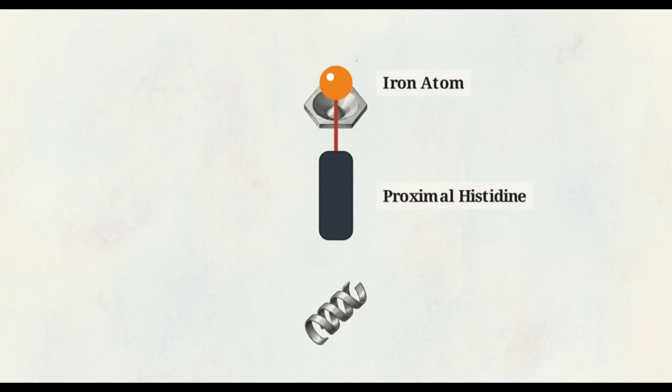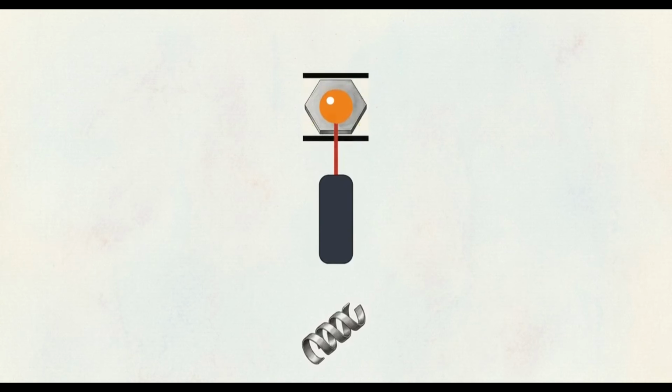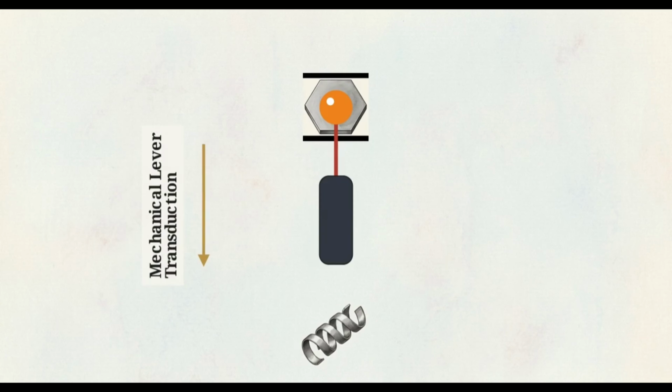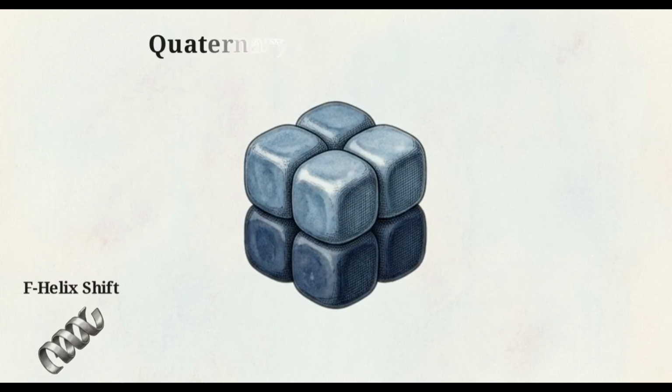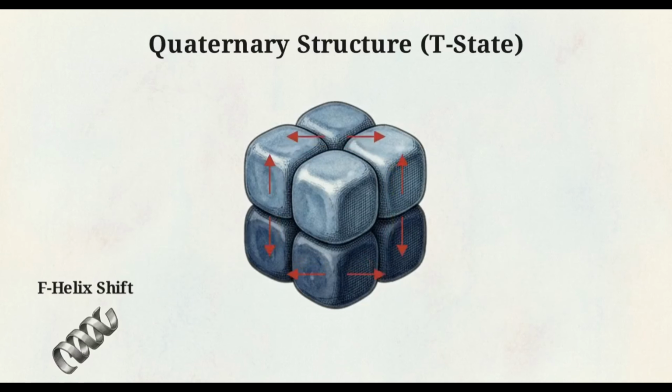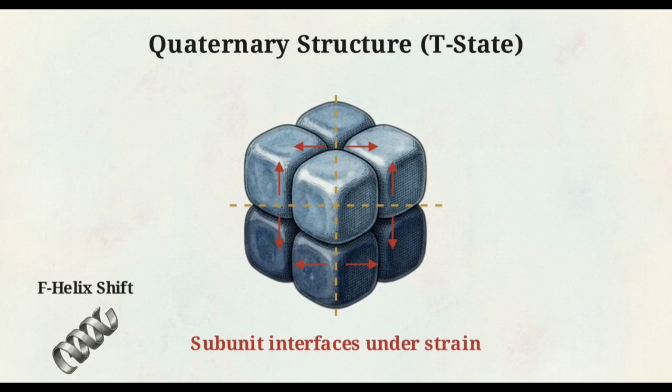This shift creates a mechanical lever. The iron atom is tethered to a proximal histidine residue located on the F helix. As the iron moves, it drags the histidine with it, pulling downward on the entire F helix secondary structure. A microscopic coordinate covalent bond has been converted into mechanical kinetic energy that propagates across the protein backbone. The movement of the F helix applies stress to the quaternary structure, specifically at the interfaces where the alpha and beta subunits interlock.